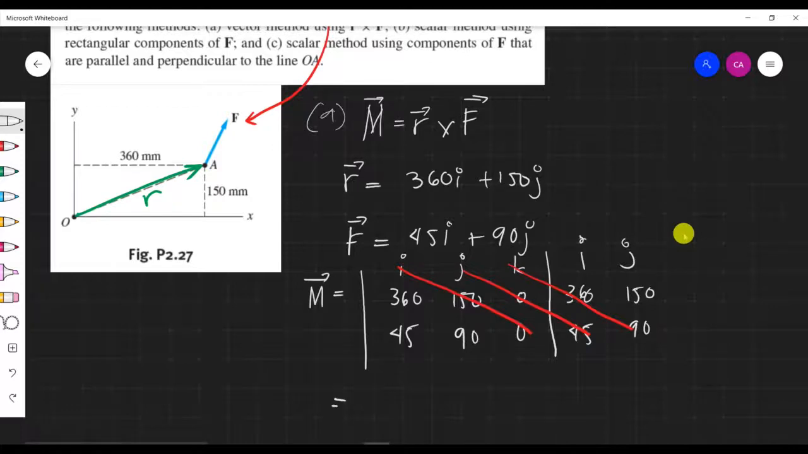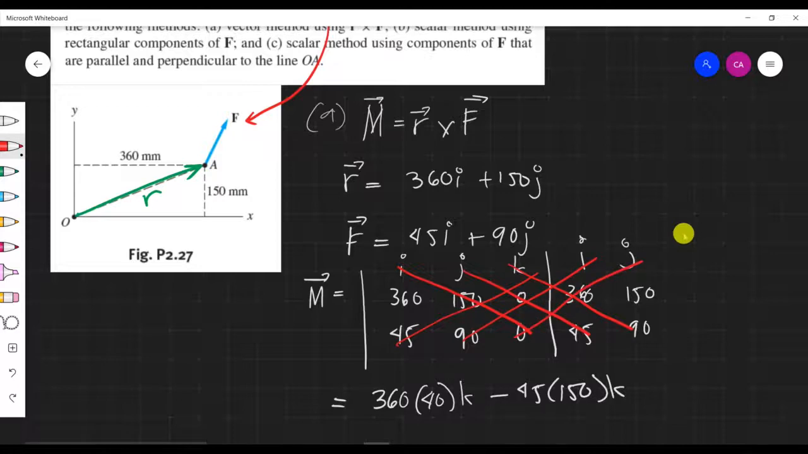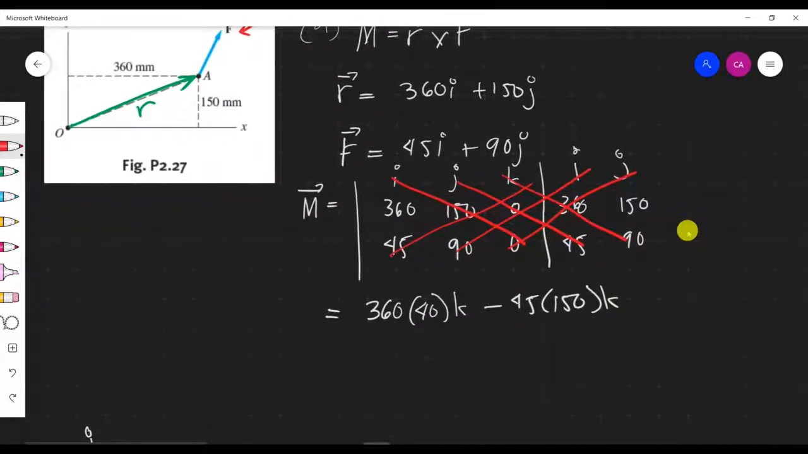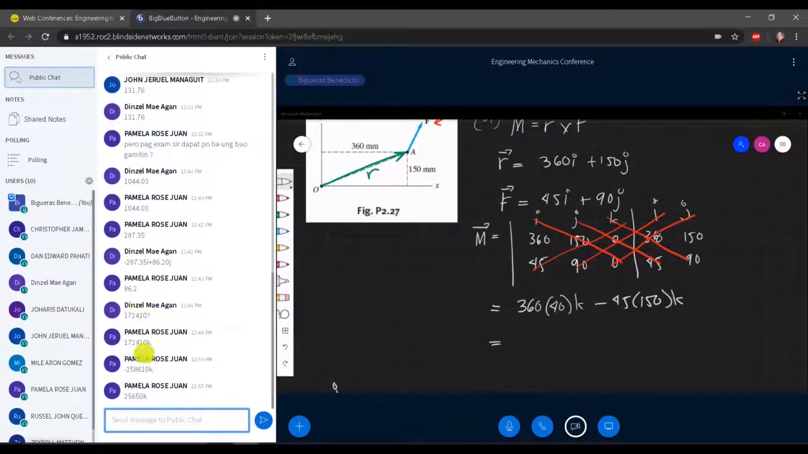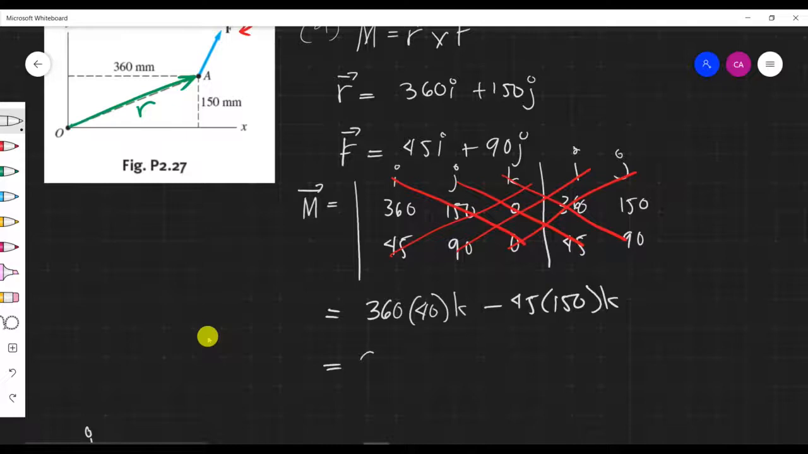So, yung una is 360 times 40K. So, next value, slash. So, meron na agad value yan. Minus 45 times 150K. Then, the rest is 0. As you can see. 0, 0. Okay? So, mangyari is 360 times 40 minus 45 times 150. What is the value of M? Na-compute. 25650K.